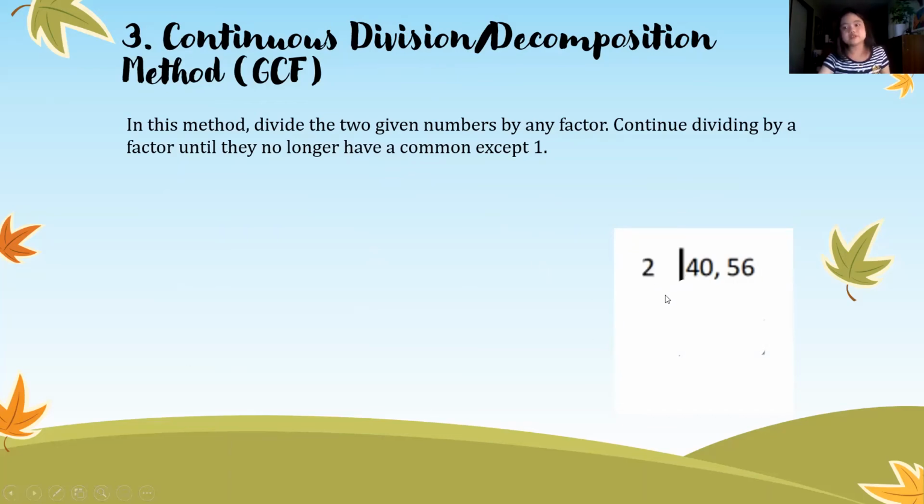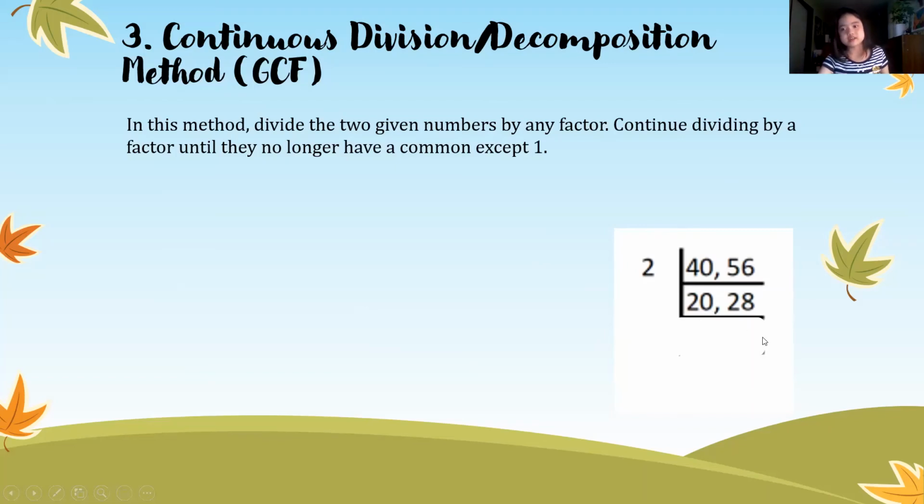Let's just use 2. Now the next step is that we're going to divide these numbers. So 40 divided by 2 is equal to 20. And 56 divided by 2 is equal to 28. Now, let's think of another factor. We continue this process until they no longer have anything in common.